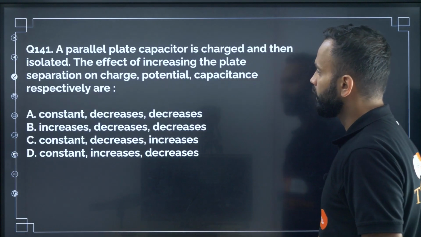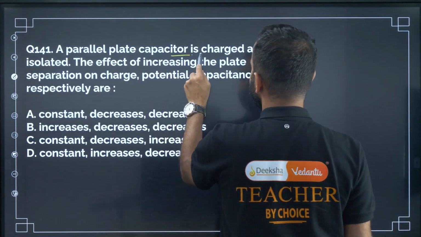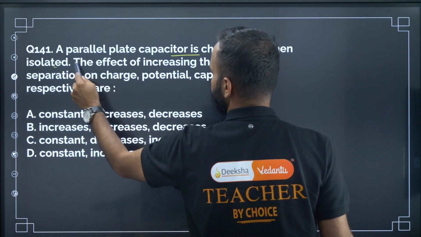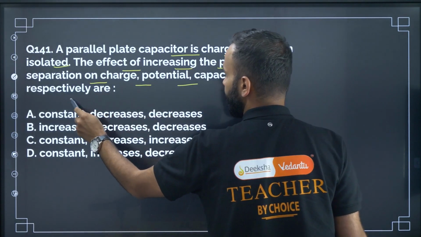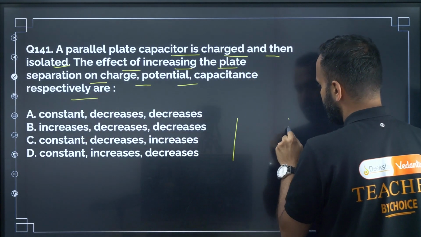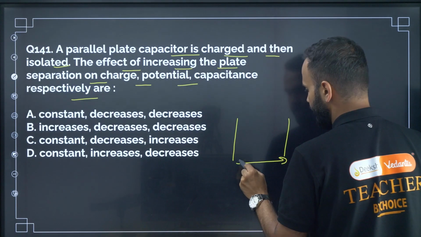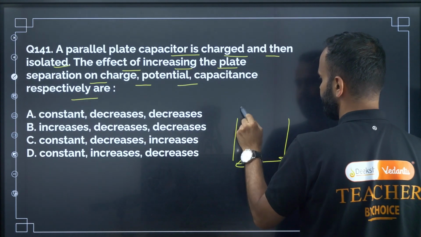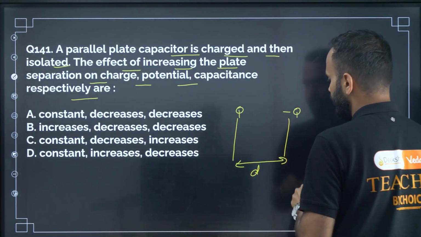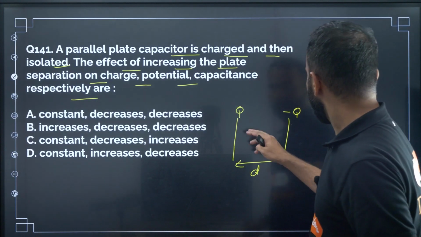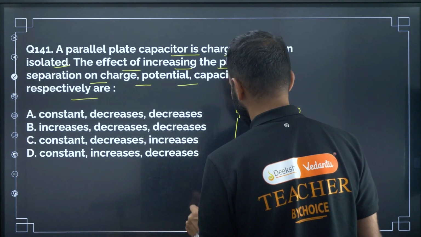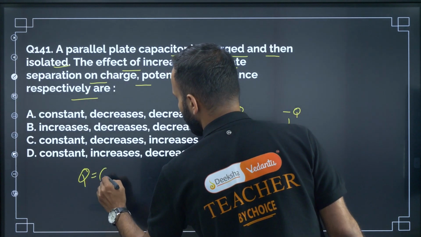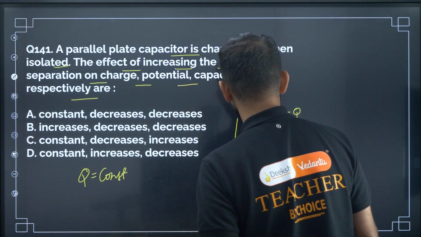Next question, question number 141. A parallel plate capacitor is charged and then isolated. The effect of increasing the plate separation on charge, potential and capacitance respectively are. So parallel plate capacitor separated by distance d, separation between the two plates is d. Now it is charged and then isolated. The charge remains the same, it is constant.